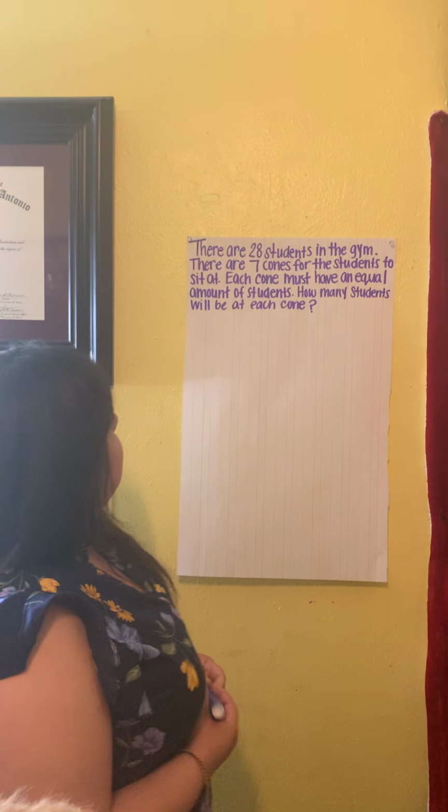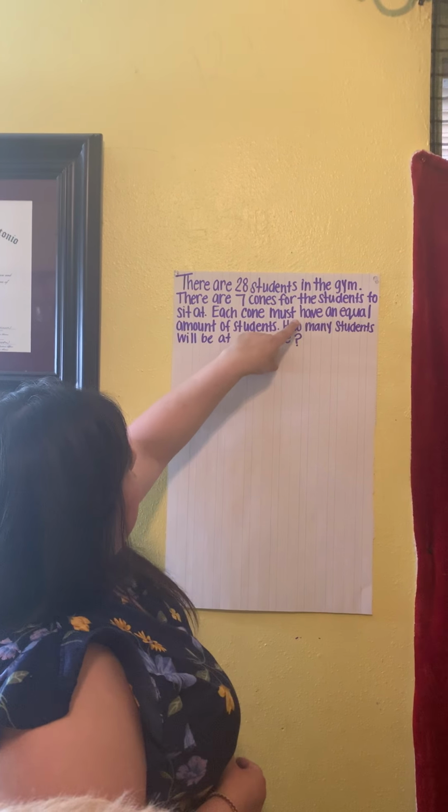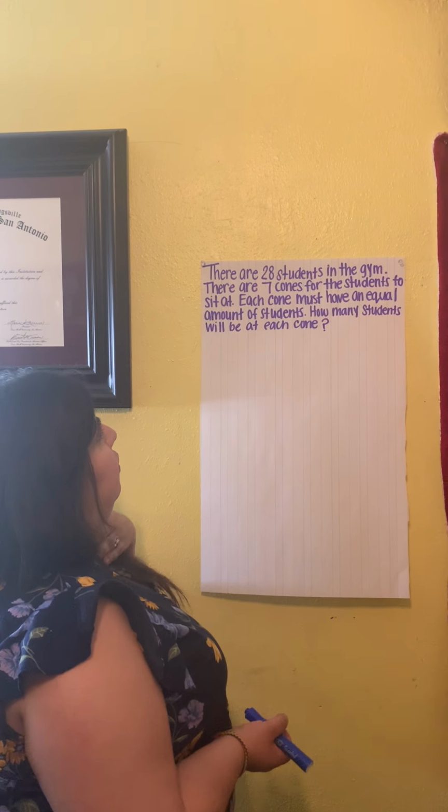Okay, so our first one today is: there are 28 students in the gym. There are 7 cones for the students to sit at. Each cone must have an equal amount of students. How many students will be at each cone? So remember, we want to read our question 2 or 3 times, just to make sure that we are able to pull out our information. So let's read it one more time and let's start pulling out our information.